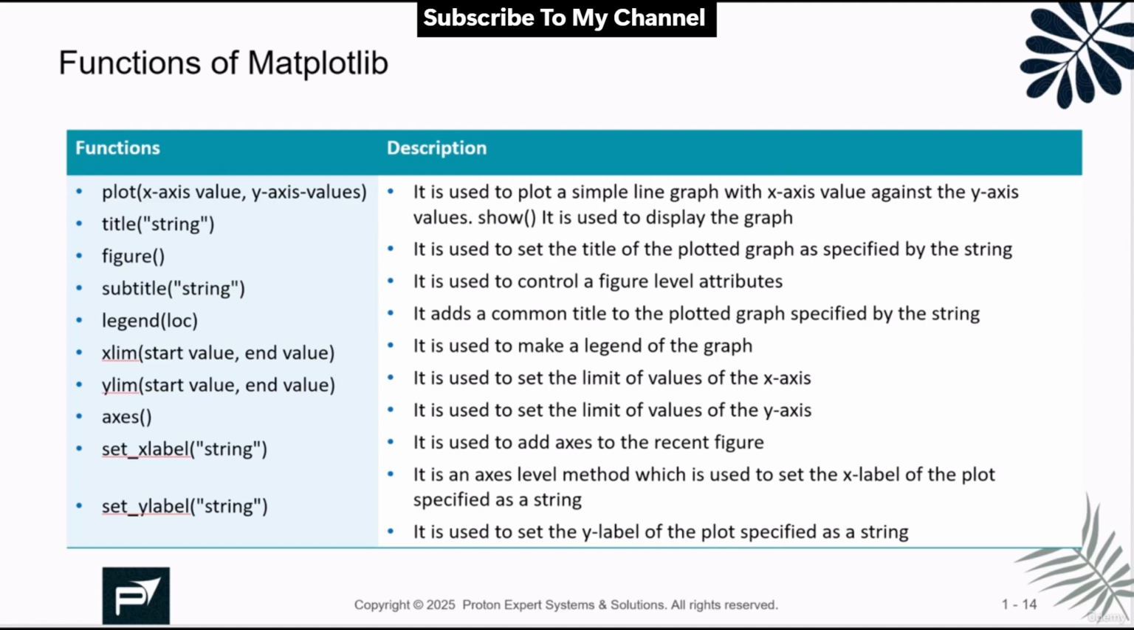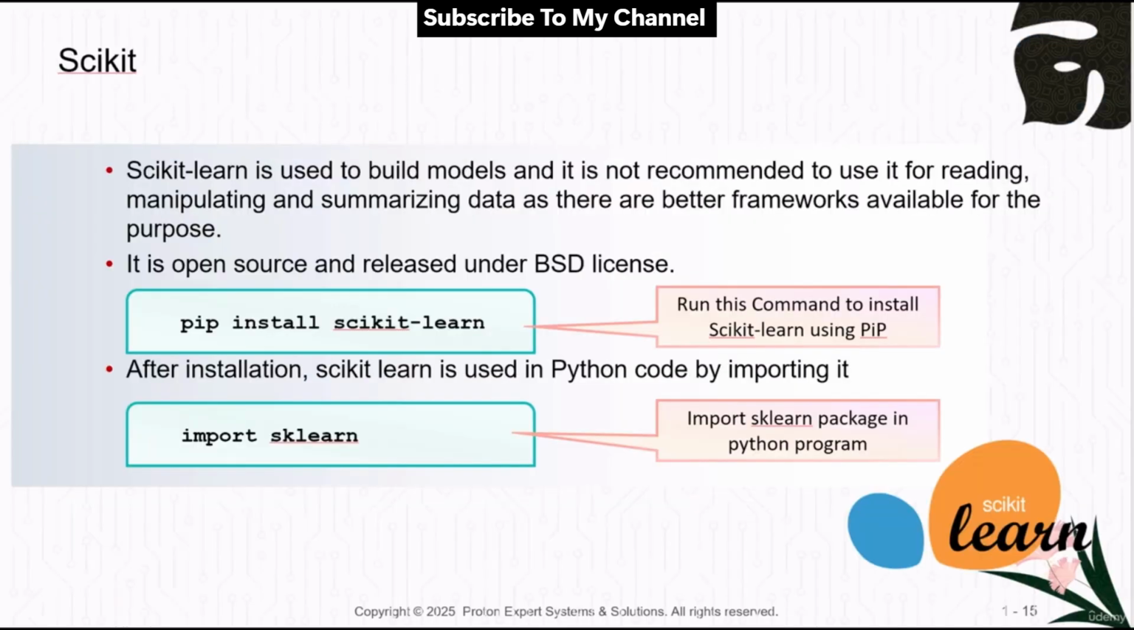Let's have a look at what is scikit. Scikit-learn is used to build models, and it is not recommended to use it for reading, manipulating, and summarizing data, as there are better frameworks available for the purpose. It is open source and released under the BSD license. The command to install scikit-learn using pip is pip install scikit-learn. After installation, scikit-learn is used in Python code by importing it.